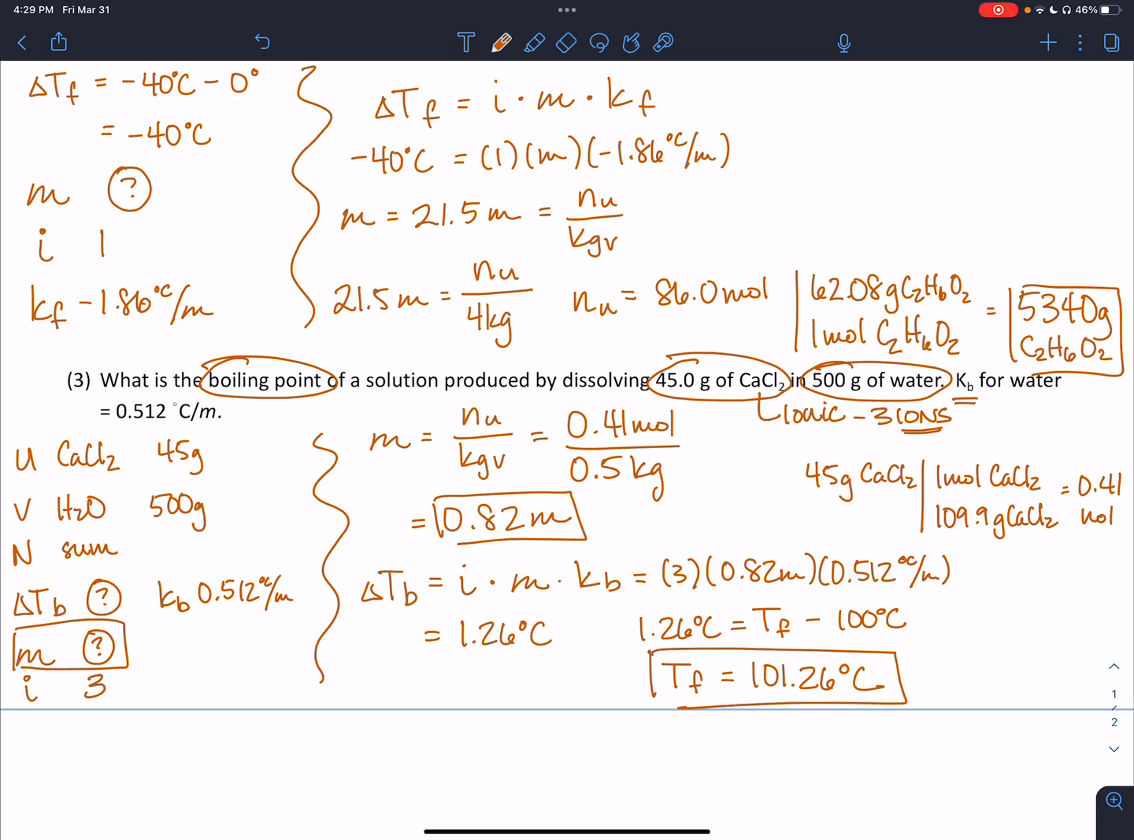So you can see that problem had quite a few steps. You had to use the mass of your solute to find the moles, and then the moles of that in kilograms of the solvent to calculate your molality. Then you use that molality to find the change in temperature of your boiling point, and then added that to your original one to elevate it to 101.26.